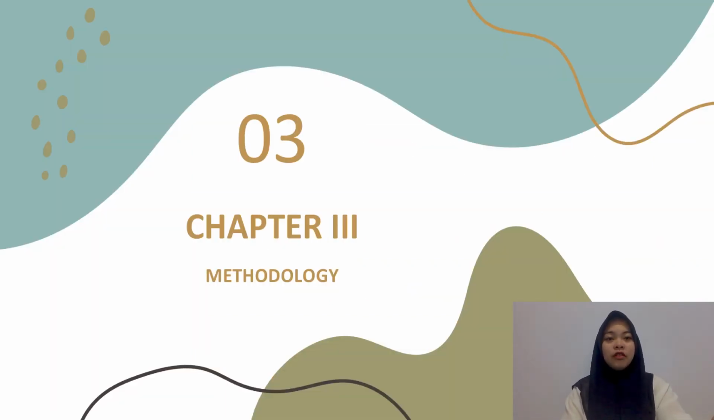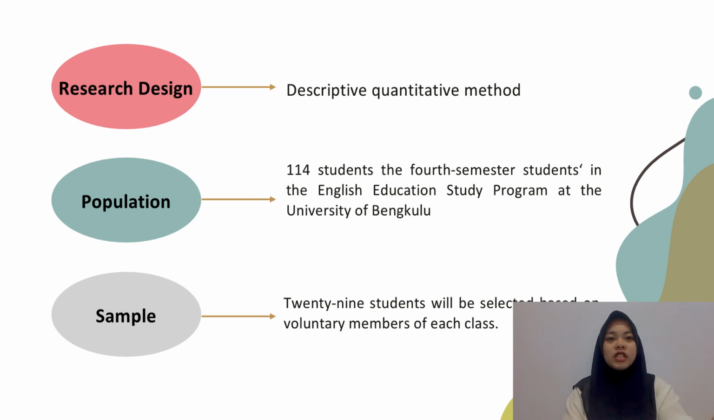Chapter 3, Methodology. Research Design: Descriptive Quantitative Method. According to John W. Creswell, 1991, quantitative research investigates social problems based on testing a theory consisting of variables measured by number and analyzed by statistical procedure to determine whether the predictive generalization of the theory is correct.